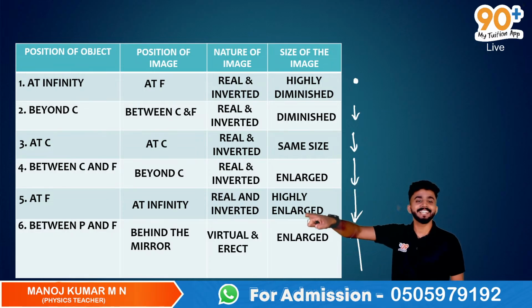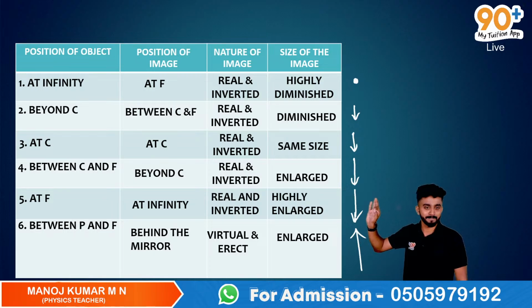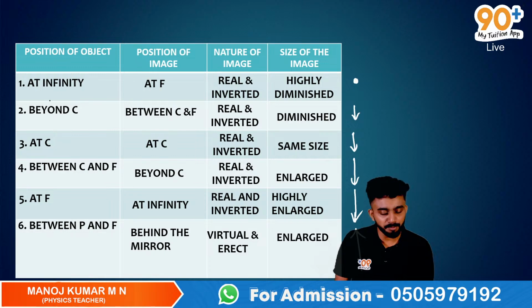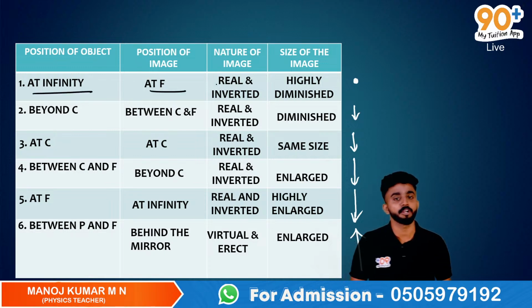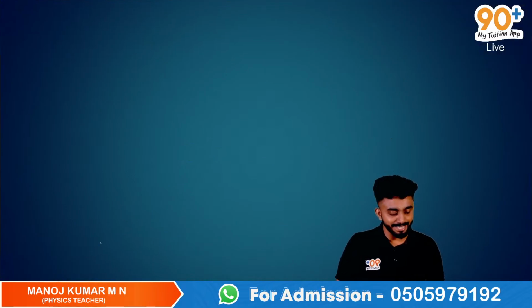In all the 5 cases it is real and inverted. Only in the 6th exceptional case it is virtual and erect. Got it? And when it comes to the position of the image and the position of the object, you can do this comparison using a ninja technique. I'll show you the technique.